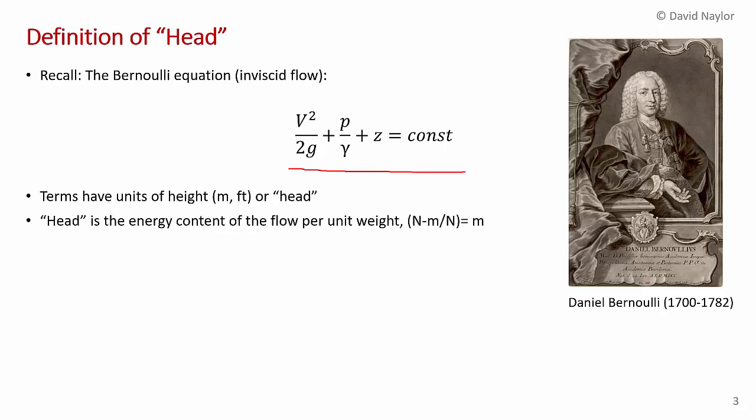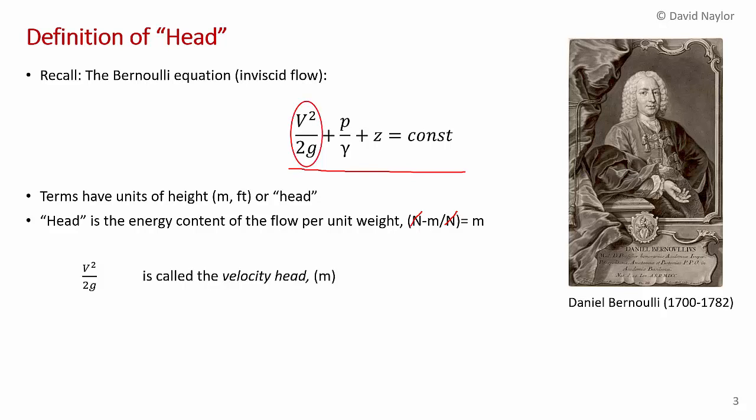Now recall that head is the energy content of the flow per unit weight of the flow. So energy content in joules, so Newton meters, divided by the weight of the flow, newtons, and of course the newtons cancel out, and you just end up with meters. So we can represent the energy content of the flow as a height, and this height we call head.